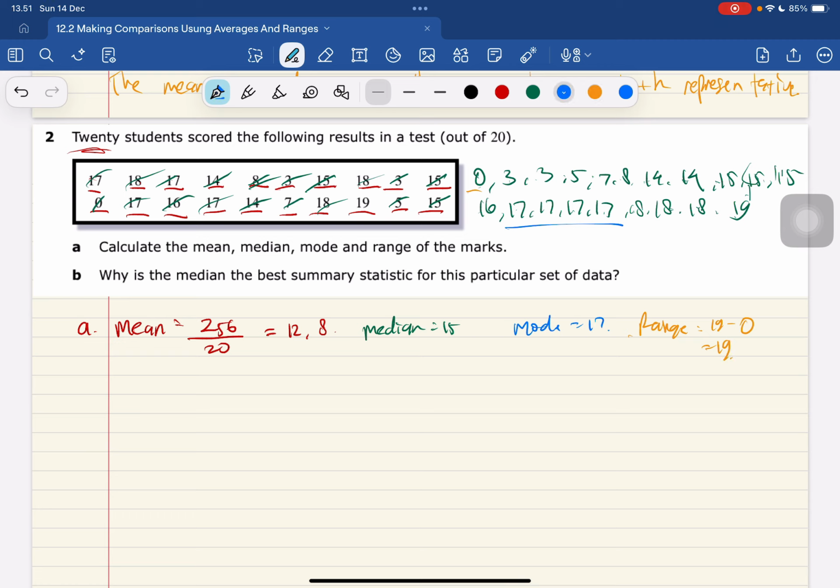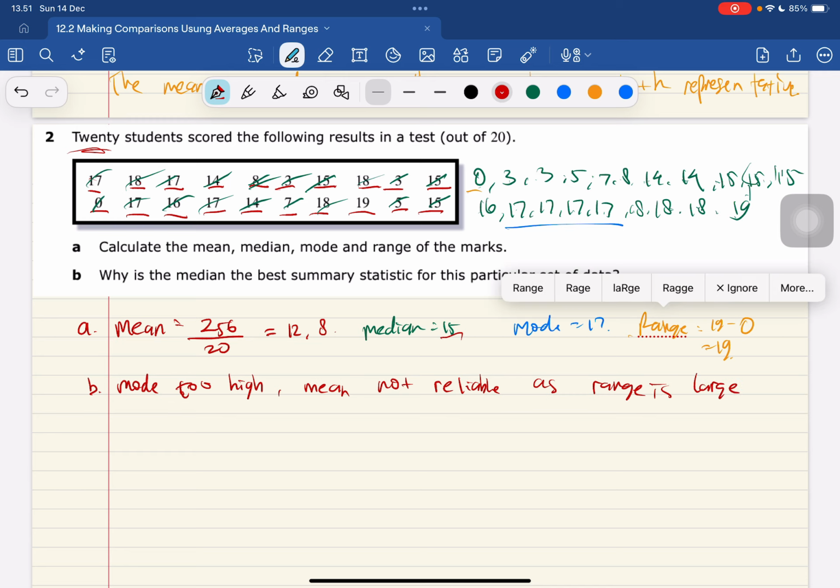Part B: why is the median the best summary statistic for this particular set of data? The median is 15. The mode is too high, which is 17, and the mean is not reliable, as the range is large, which is 19. So the median is the best summary, which is 15.